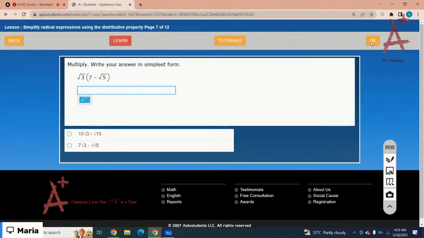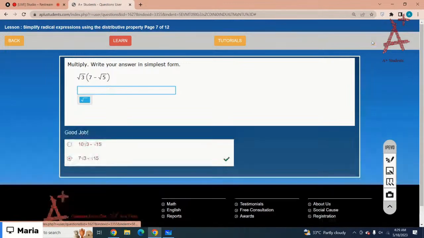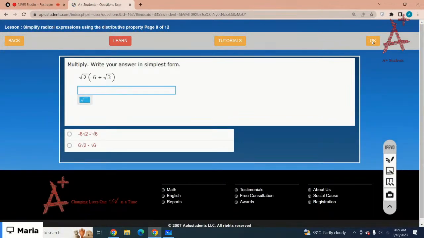So which is the correct option? It would be 7 square root 3 minus square root 15. The second one is the correct option. Negative square root 2 minus 6 is 6 square root 2 and minus square root 6. The second option is the correct option.